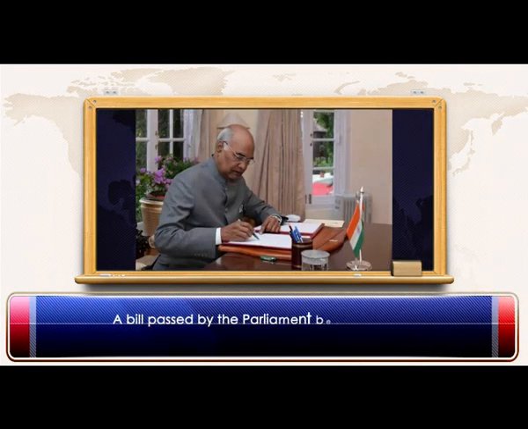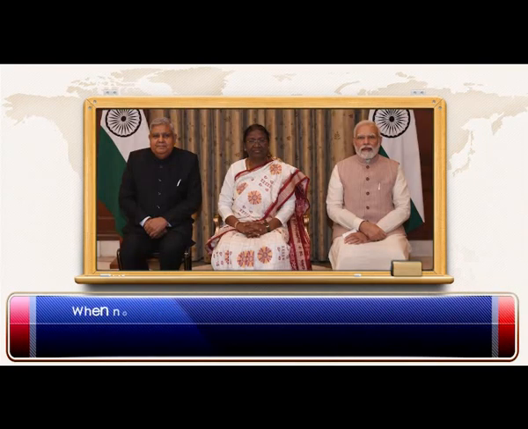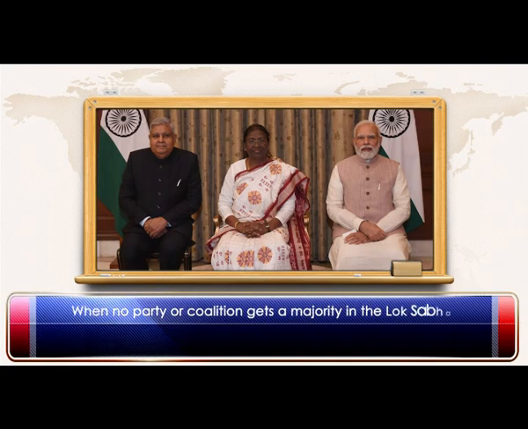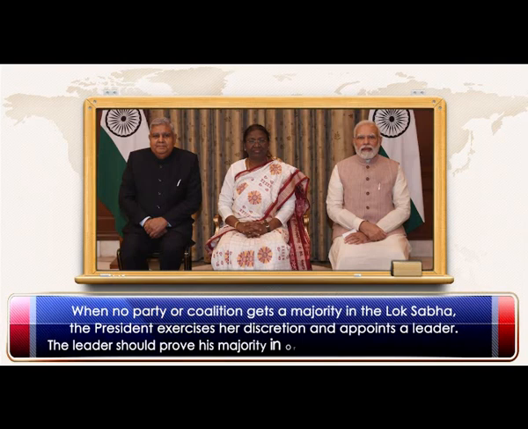A bill passed by the Parliament becomes a law only after the President gives assent to it. When no party or coalition gets a majority in Lok Sabha, the President exercises her discretion and appoints a leader. The leader should prove his majority in order to stabilise the government.